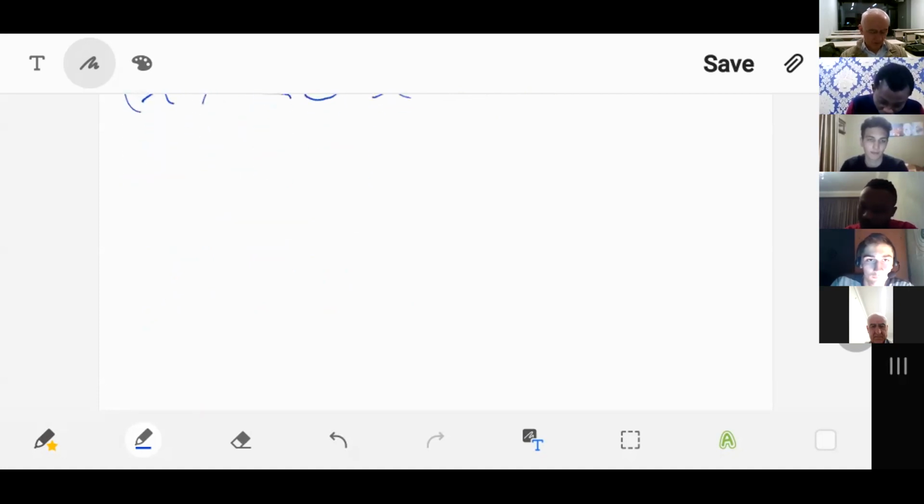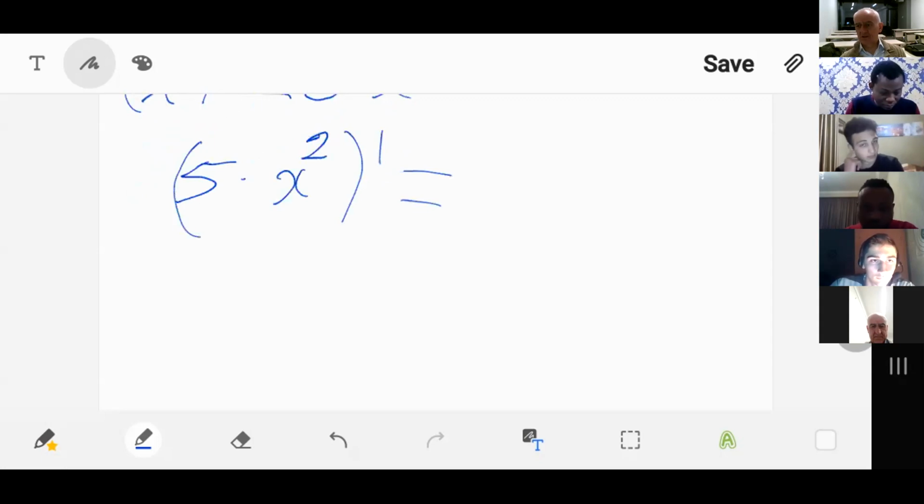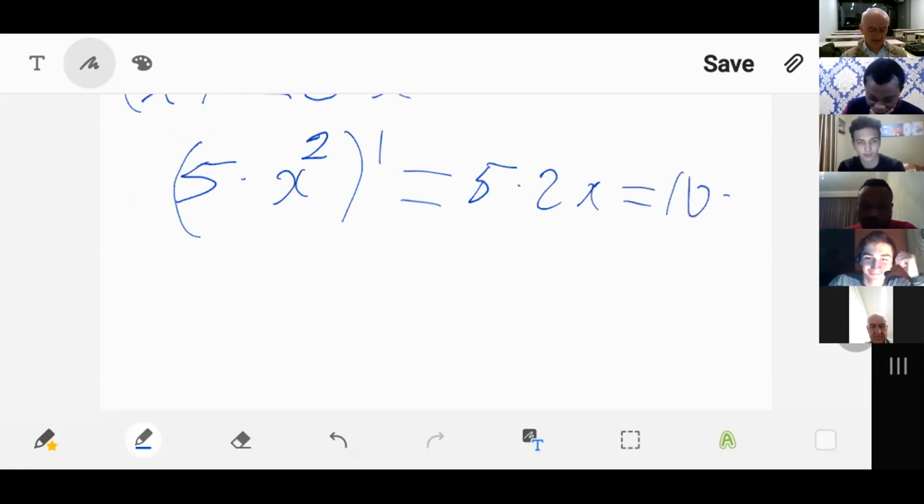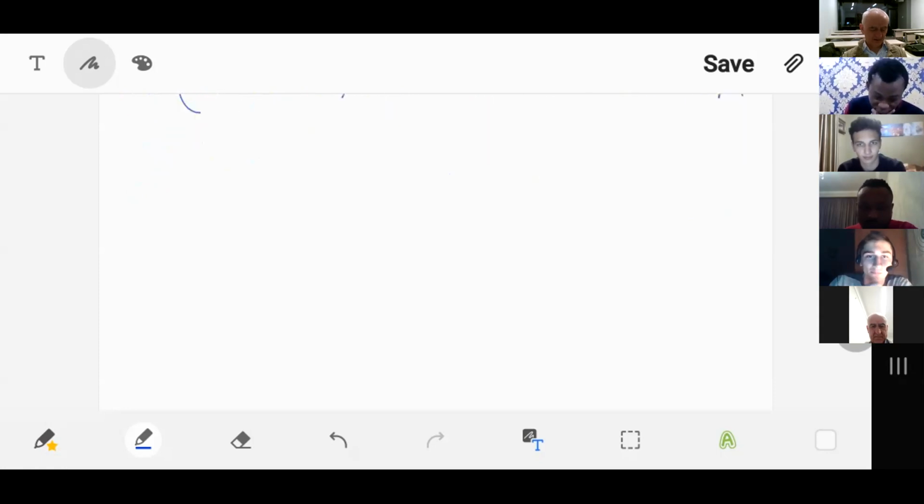For example, if we have 5 times x squared, what is the derivative of 5 times x squared? It is equal to 5 times 2x. Absolutely, you are right. 5 times 2x is going to be 10x. Very good.